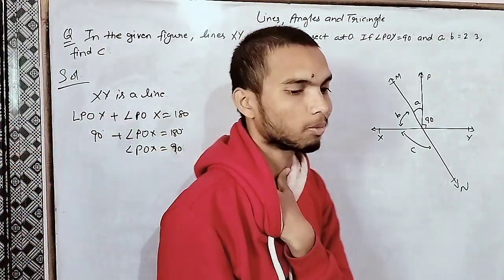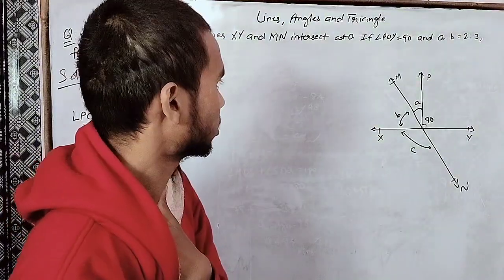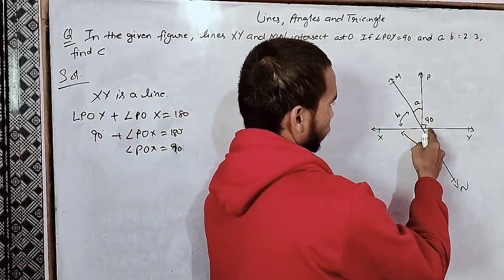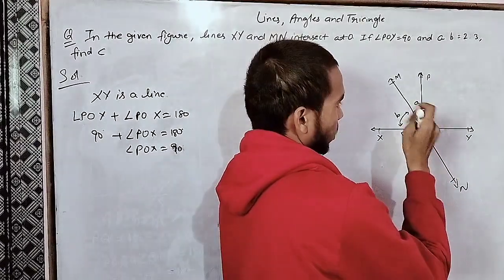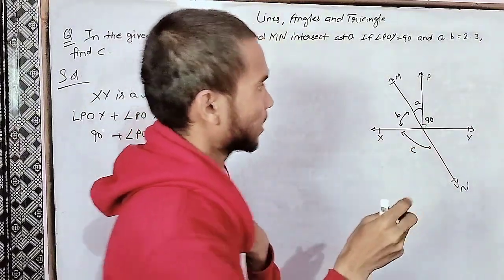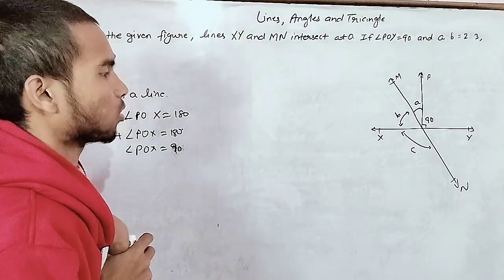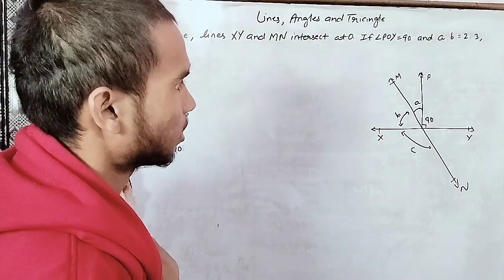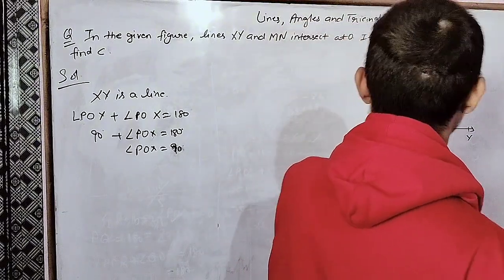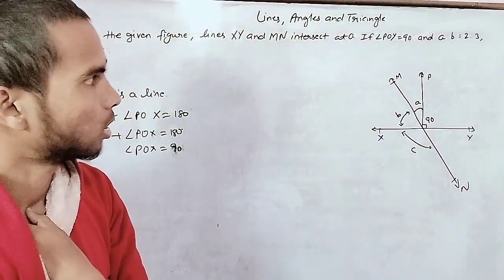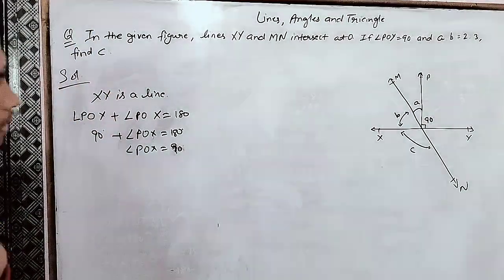Now here we are looking at vertical opposite angles. Value of this angle, value of this angle, whatever we have, the value of this angle will be the same because of vertical opposite angles. So how do we find it?